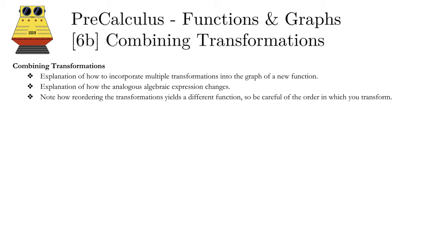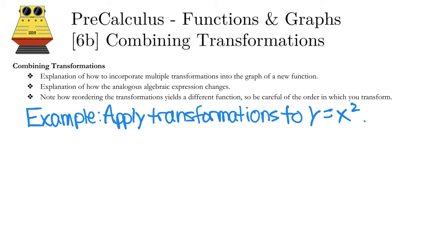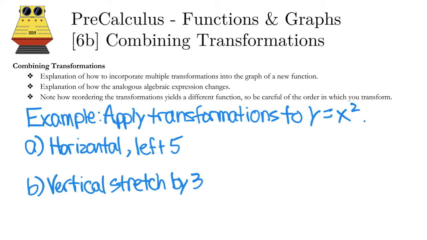Now let's do an example in which we apply multiple transformations to one function. The function that we'll use is y equals x cubed. The three transformations that we'll do are A, a horizontal translation to the left 5 units, B, a vertical stretch by a factor of 3, and C, a vertical translation up 4 units.